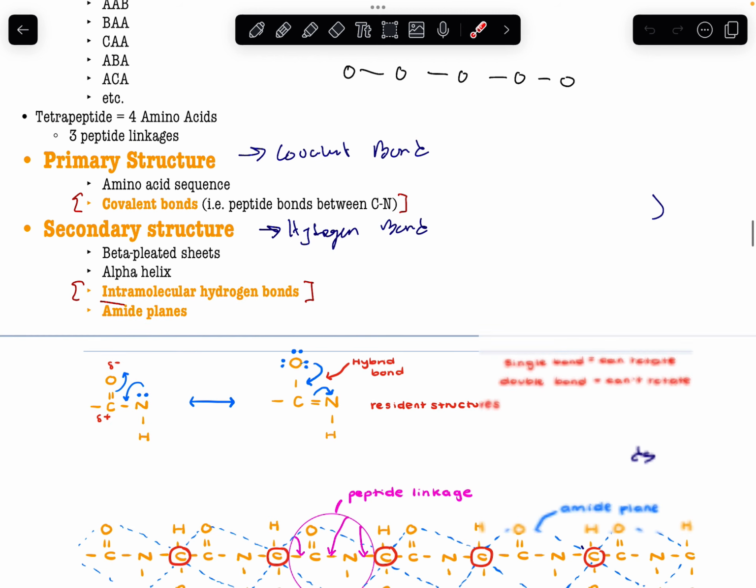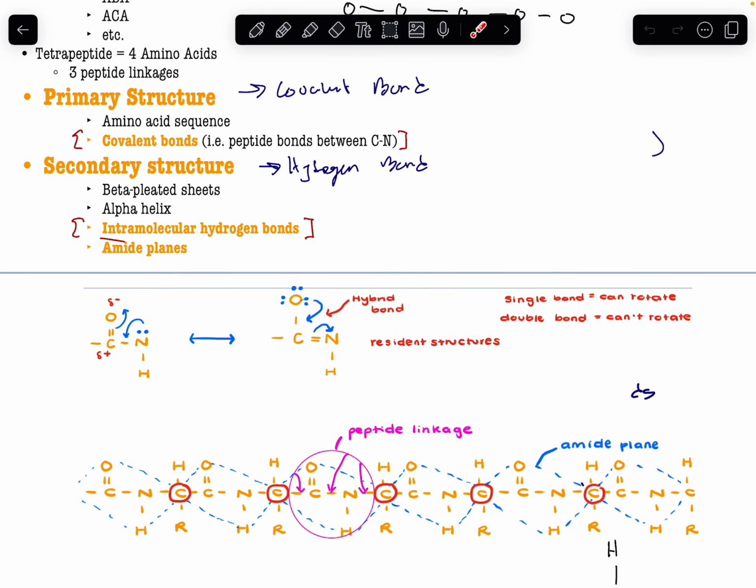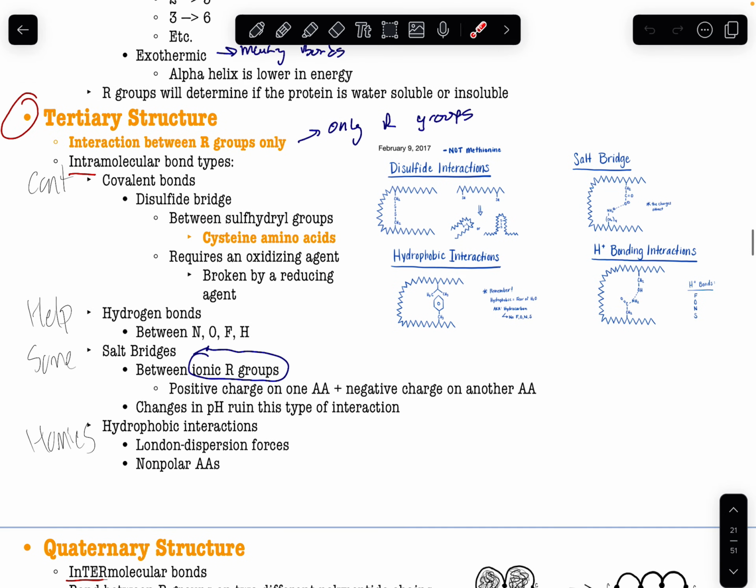So jumping back to the Teresa Porter packet, we just covered primary structures, which only cover covalent bonds. Then we moved into our secondary structure, which only contains hydrogen bonds. But now, moving into our tertiary structures, things get a little more complicated, because now the bonds forming are between the R groups of different amino acids. And there are 4 types of bonds that occur within tertiary structures.